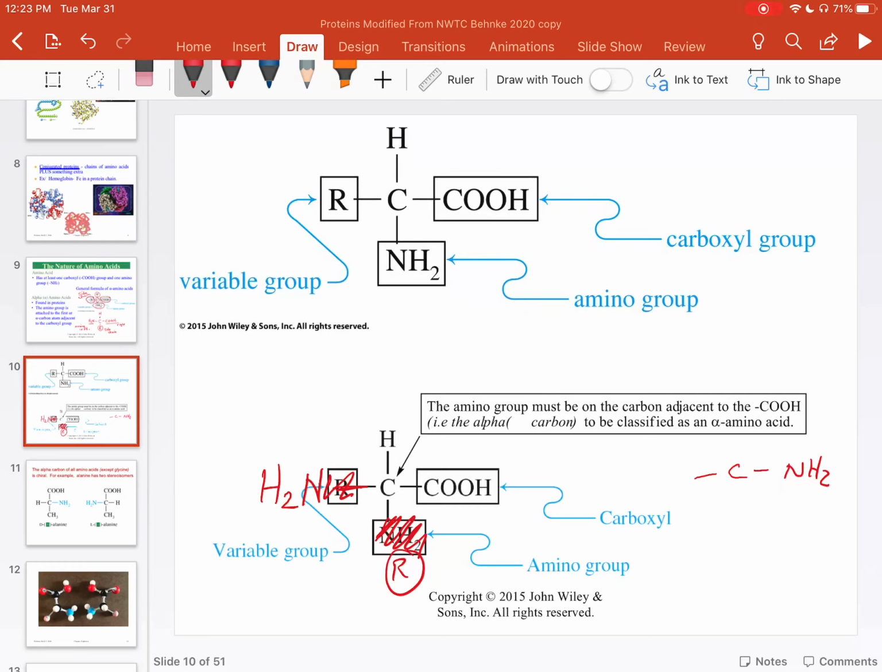So anyway, if this is a carboxylic acid and this is my number 1 carbon, this is the number 2 carbon, which is known as the alpha carbon. So that central carbon that we're always talking about with the amino acids is the alpha carbon.